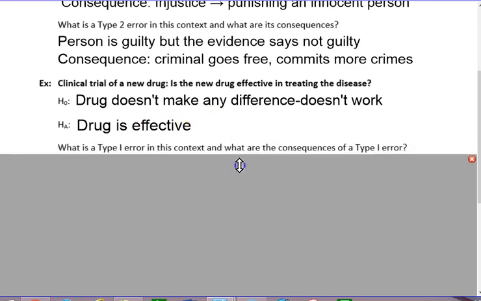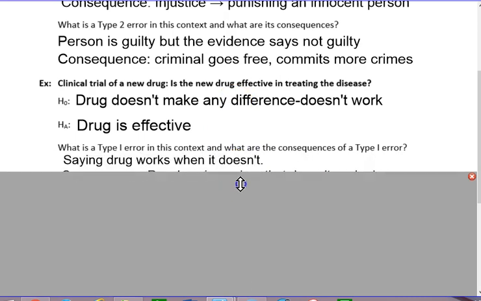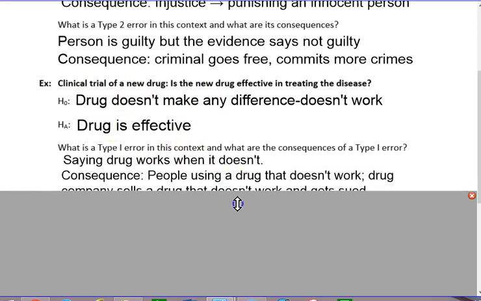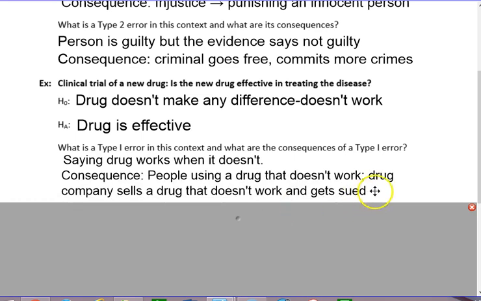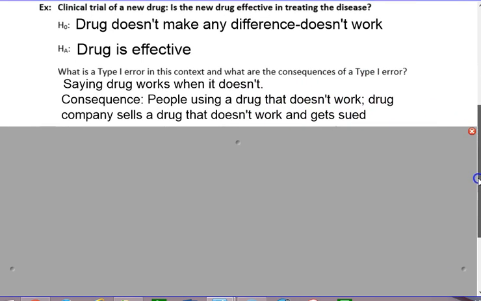So what would be a type 1 error? Type 1 error, remember, is rejecting the null hypothesis when it's true. So we say the drug works when it really doesn't. We've rejected the null hypothesis, meaning we think the alternative is true, but it's really not, it really doesn't work. The consequence? People use a drug that doesn't work. A drug company sells a drug that doesn't work and gets sued. People using a drug that doesn't work don't get cured, maybe they die. So there are a lot of consequences to this.